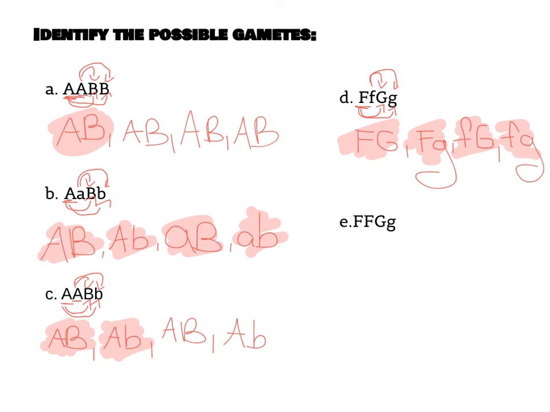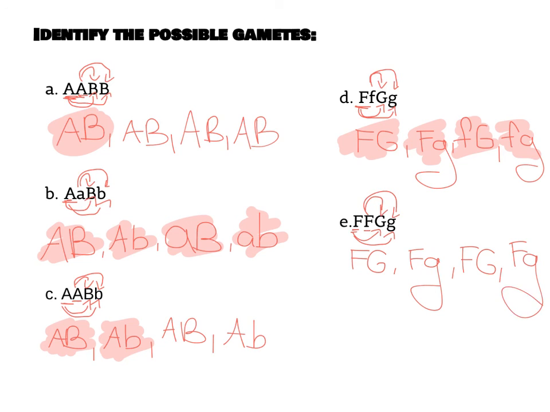All right, letter E. Starting with my first F to my first G, my first F to my second G. All right, second F to my first G, and second F to my second G. Okay, do I have any repeats? I do. I'm only looking at these 2.